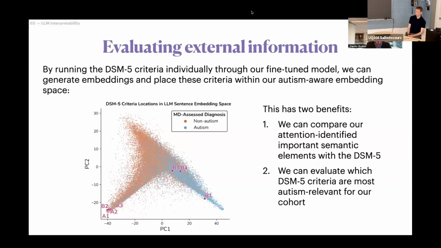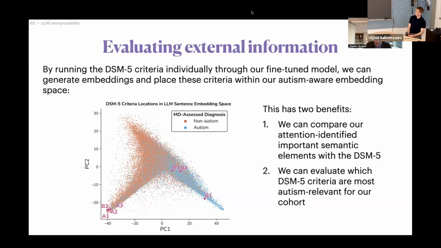So first off, we tried to quantify, in this semantic vector embedding operations sort of way, verbal descriptions of each of the established DSM criteria that I just mentioned. How do they actually relate to our autism-aware semantic space? What we see is we can actually map them into the sentences. Again, one dot being one sentence in our reports.